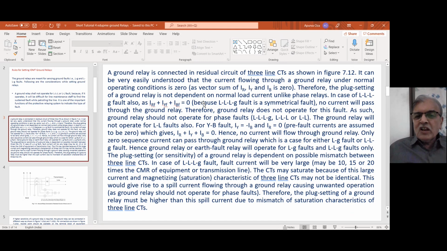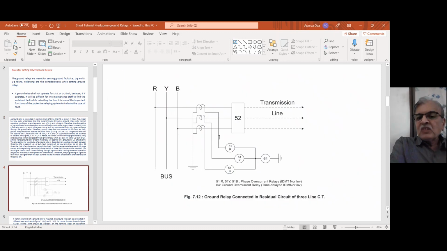So we do not consider pre-fault currents. If we do not consider pre-fault current, then for IB fault, IY is equal to minus IB, right? You can see I have written IY is equal to minus IB and IR equal to 0 because there is no fault in R phase. So IR plus IY plus IB, if you make, then once again it is 0, and therefore no current through ground relay, and relay does not operate and should not operate also. So relay will operate only if LG fault is there, single line to ground or double line to ground. For no other faults will the relay operate. So that is our requirement, and that requirement is fulfilled by such a connection.